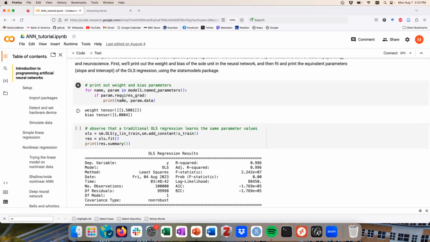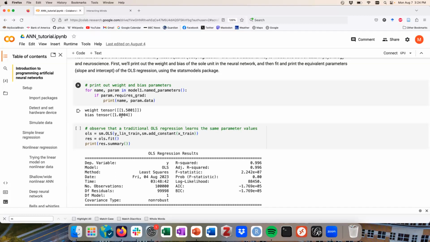So if we print out the weights and the biases, normally you don't do this because normally they're a little bit hard to interpret. But for this simple case, we can print out the weight, which is just the slope parameter of the neural network, and the bias, which is the intercept parameter of the neural network. And so we have a 1 and a 1.5. This is exactly what it should be given how we programmed the training data.